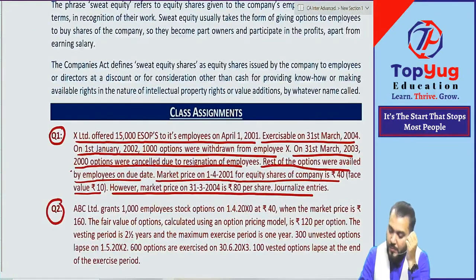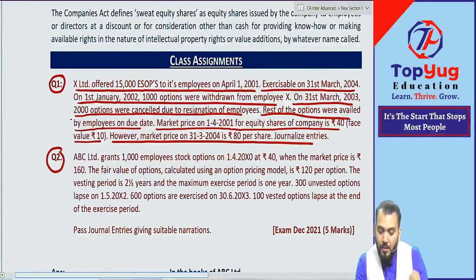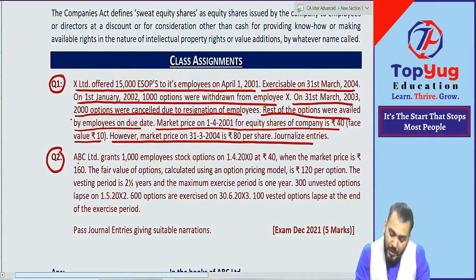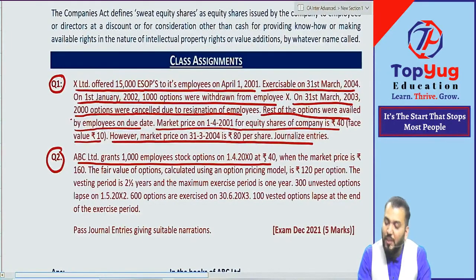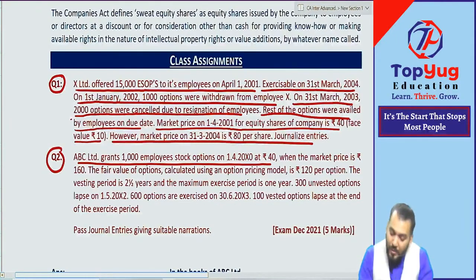Question number 2. Let's see what they have given. ABC Limited grants 1000 employee stock options on 1/4/2000 at rupees 40. At rupees 40 means what? Exercise price. Now the exercise price is given in this question. So 1000 employee stock options means total options is 1000, when the market price is 160.